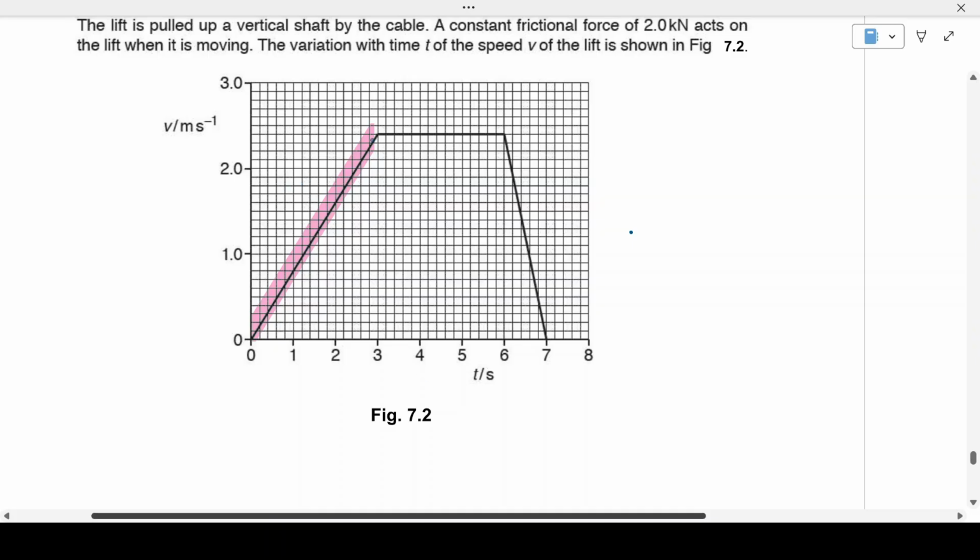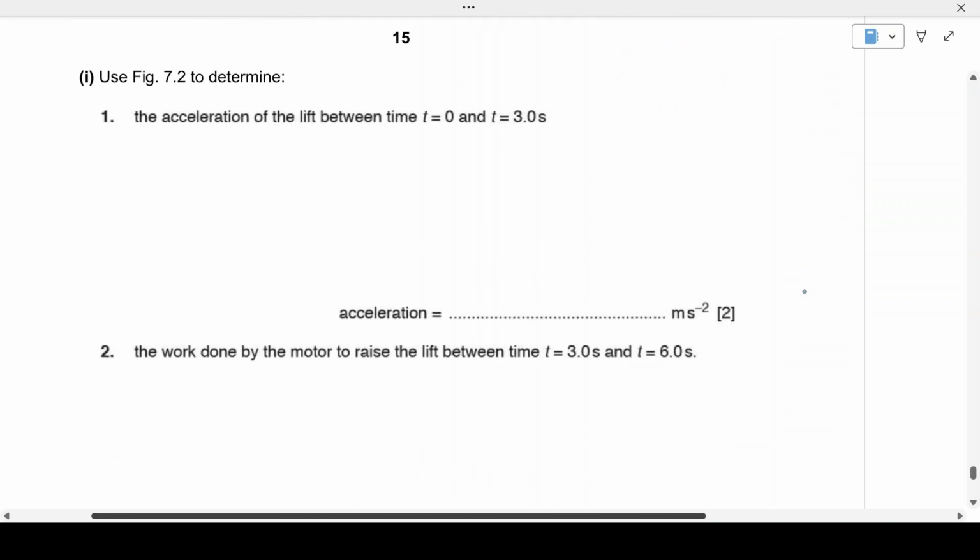This one would be 2.1234. So the rise is 2.4 and the run is 3. So I can use the shortcut rise over run. Gradient equals rise divided by run, and this one would be 0.